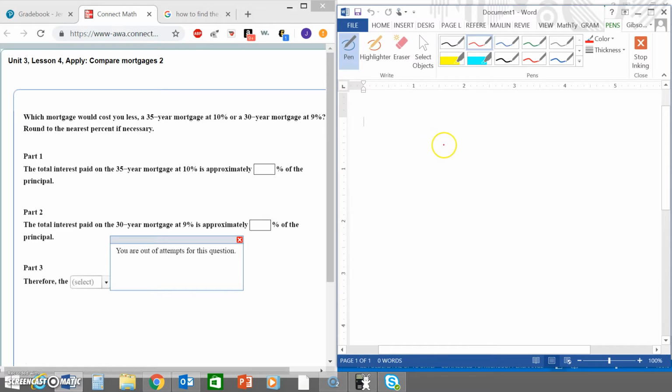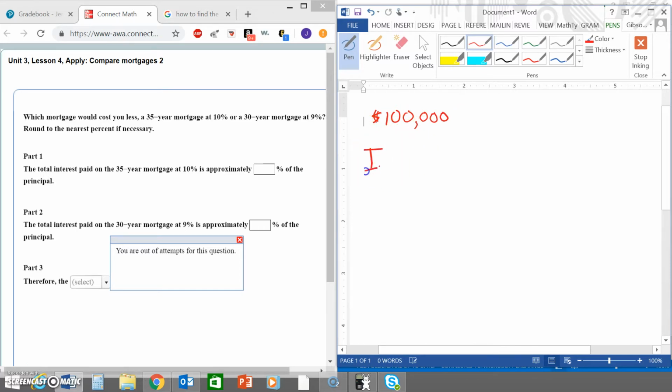Now, the principal is not provided for you, so what you will have to do in this situation is make up a value for the principal to find out what percent of the principal you will be paying. I would suggest that you use $100,000. Let's make it something very easy. So let's say the mortgage principal was $100,000.